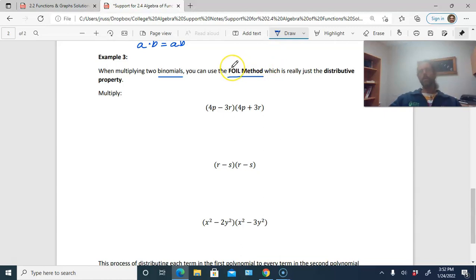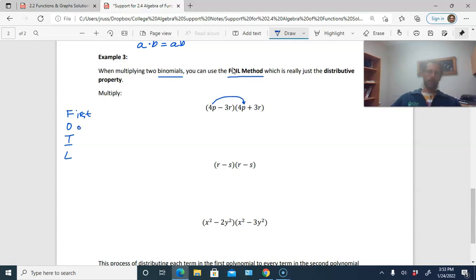This word FOIL is an acronym. Each of those letters represents a word. I don't really like to use this, guys, because it's not very mathematical, but I'll list it anyway. So the F represents first. That means you multiply the first two terms in each of the binomials together.